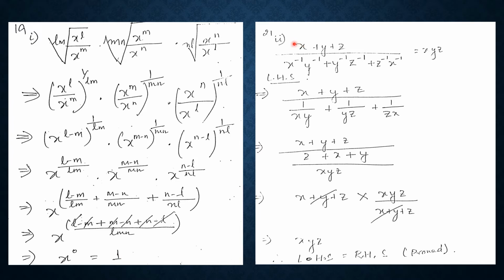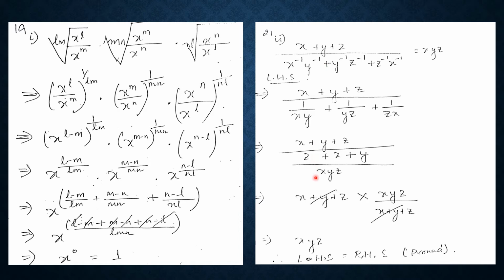Next question, question number 21, where we have x plus y plus z divided by x to the power minus 1 into y to the power minus 1 plus y to the power minus 1 into z to the power minus 1 plus z to the power minus 1 x to the power minus 1, which is equal to xyz. Now we solve the left hand side first, so we have x plus y plus z divided by 1 by xy plus 1 by yz plus 1 by zx. So all the negative powers I have converted to positive powers.